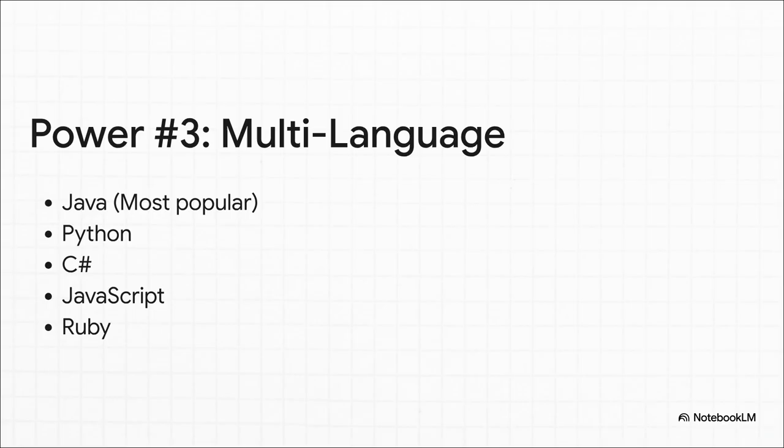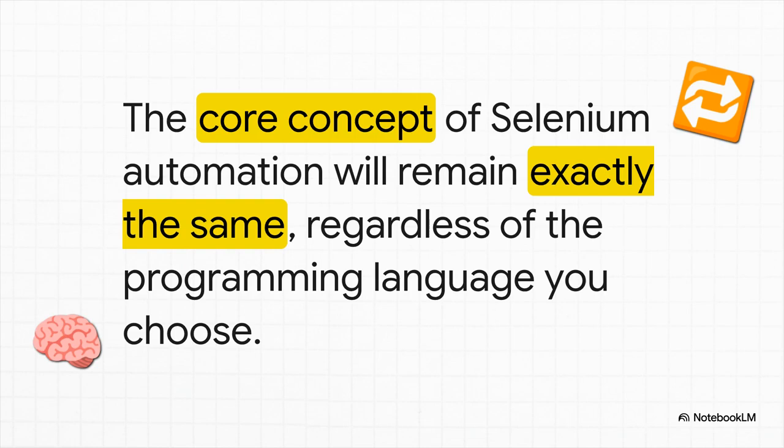And finally, multi-language support. Now, this is huge for developers. You don't have to learn some new, weird scripting language. You can write your automation tests in the programming language your team already knows and loves, whether that's Java, Python, C#, or something else. And this is a really key point for anyone who wants to learn this stuff. Yeah, the code syntax might look a little different in Java than it does in Python, but the fundamental logic, how Selenium finds an element, how it clicks a button, that stays exactly the same. You learn the concepts once, and you can apply them anywhere.